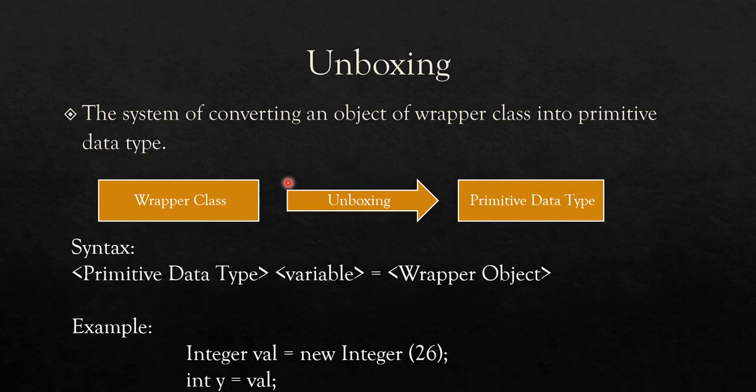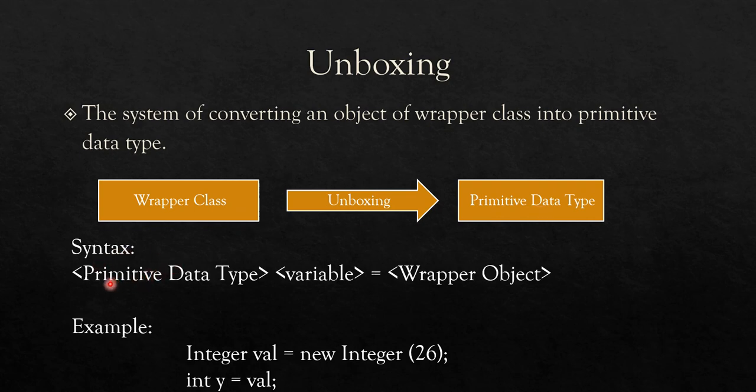Next is what is unboxing. Okay, auto boxing is from primitive data type to the wrapper object. Just opposite to that is unboxing. The system of converting an object of wrapper class into primitive data type. Just opposite to auto boxing is unboxing. The object will be there, and you are going to convert it into the primitive data type. So you can see the flow diagram: wrapper class, unboxing, to primitive data type is unboxing.